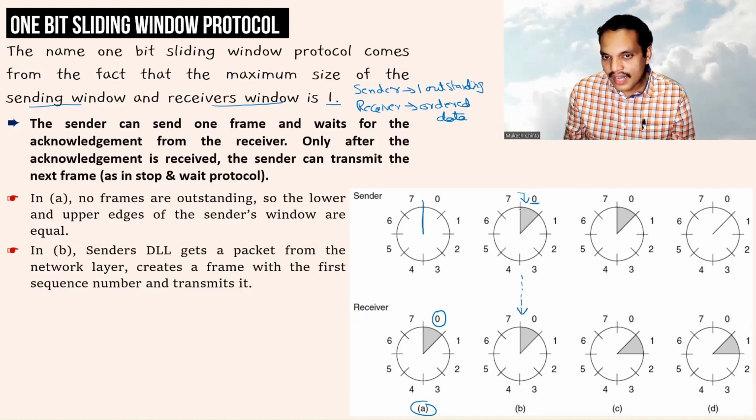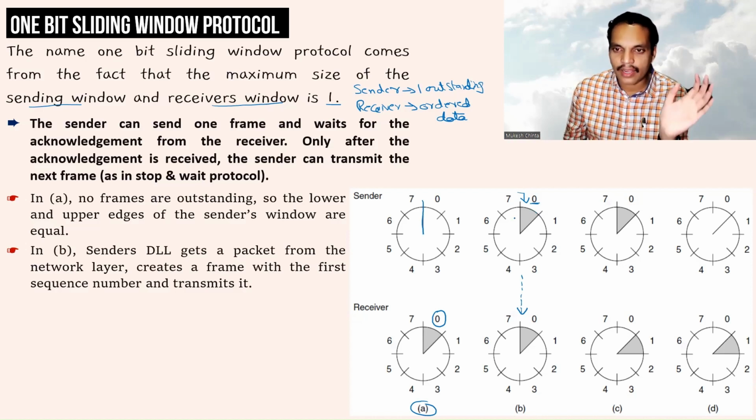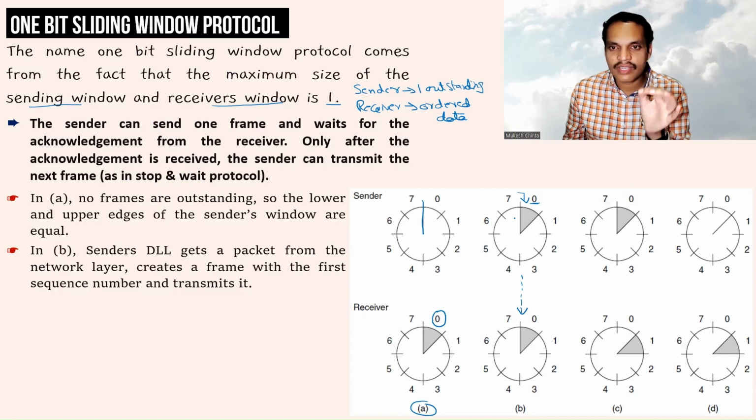Now the sender's window size is 1 here. It can only have one outstanding frame. So it will send the frame number 0 and it will wait for the acknowledgement to come back. Unless it receives an acknowledgement, the sender cannot proceed forward. Let me go to the C. So here this frame is yet to be received at the destination, so there is no change in the receiver's window.